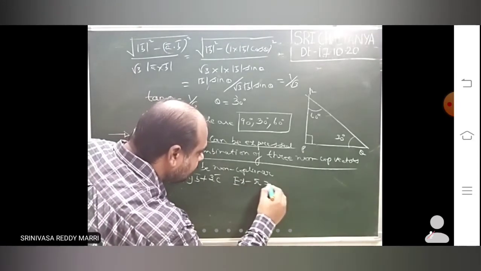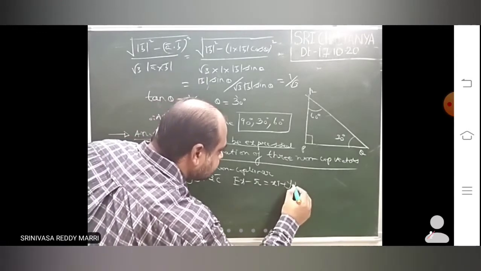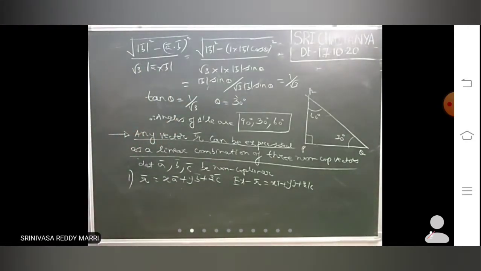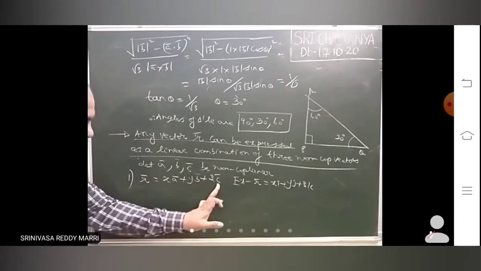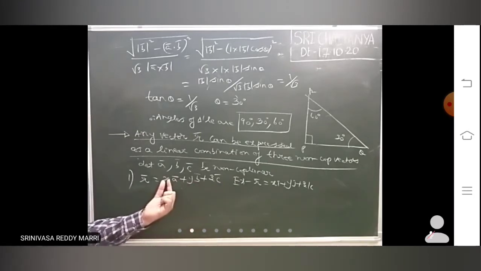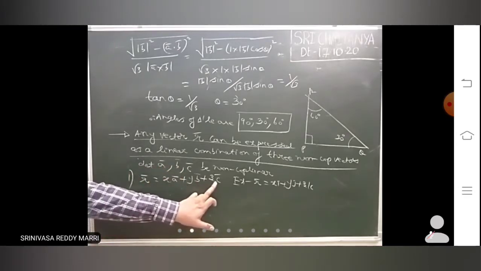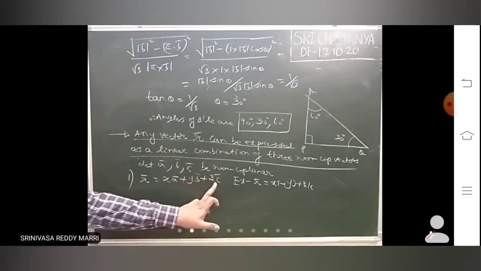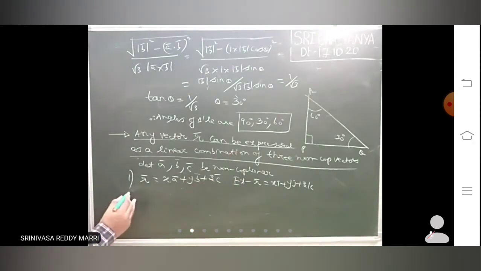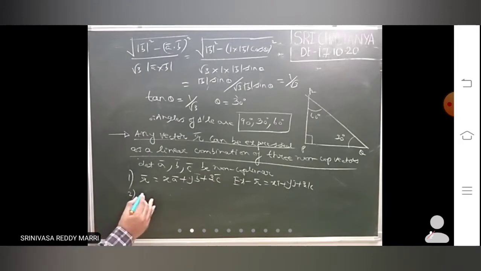Example, let us say R bar equals xi plus yj plus zk. i, j, k are what? Non-coplanar vectors. Like that, any vector can be expressed as a linear combination of any three non-coplanar vectors. Right? So you can take any vector like this and find x, y, z by using the given conditions in the problem. First you have to take the vector in terms of three non-coplanar vectors. Here, the role of i, j, k will be played by A bar, B bar, C bar.